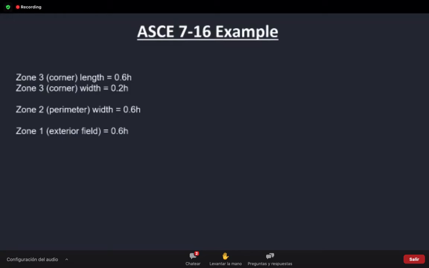Now, is there an equation, guys, for my zone 1 prime for the interior? Yes or no? Got a 50-50 shot here. No, very good. Whatever's left over. Whatever's left over.